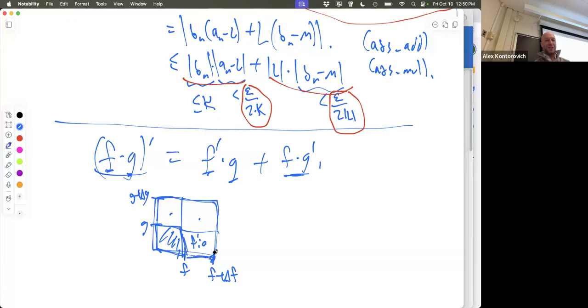This is F prime times G. This is delta G by F. This is G prime times F. And then this thing is too small. This is delta G by delta F, which is microscopic on the scale. Really what you should think of is here's F and here's delta F, and here's G and here's delta G. And the rectangle is really like this. And this part is just too small to notice. This is the product rule, geometrically.